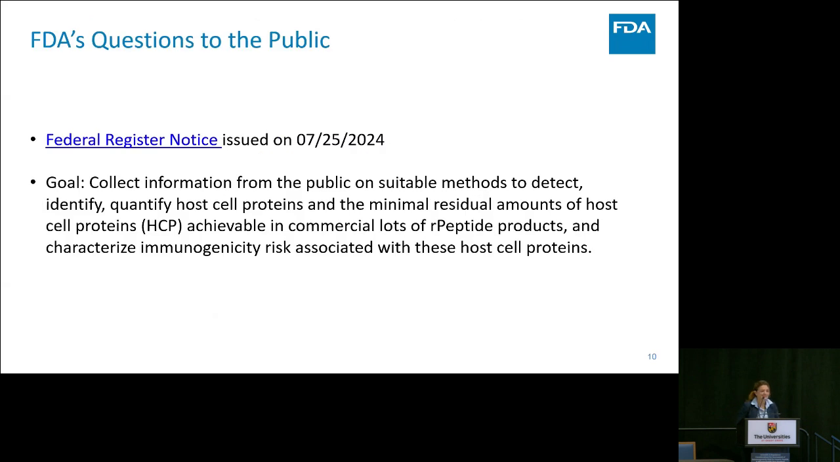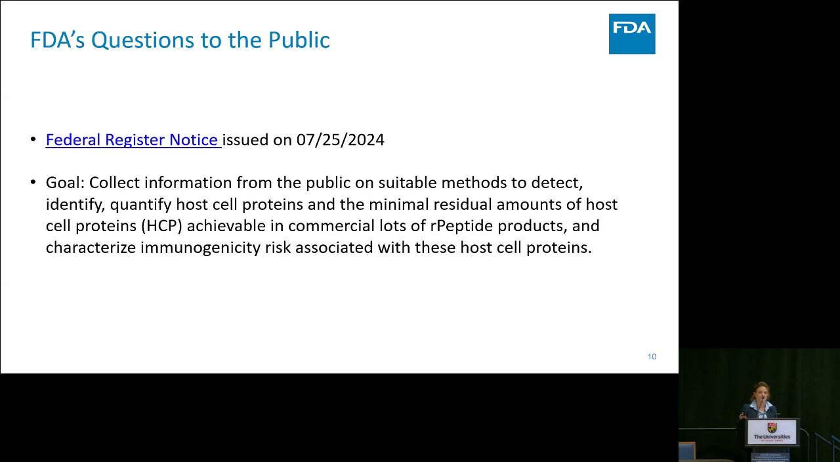So we formed a group and decided to investigate and learn from the public what manufacturers do, because we know that as part of the purification process, host cell proteins are controlled and evaluated. So we issued a federal notice back in July. I have to say that the comment period is closed, unfortunately, but we still hope to get more comments.